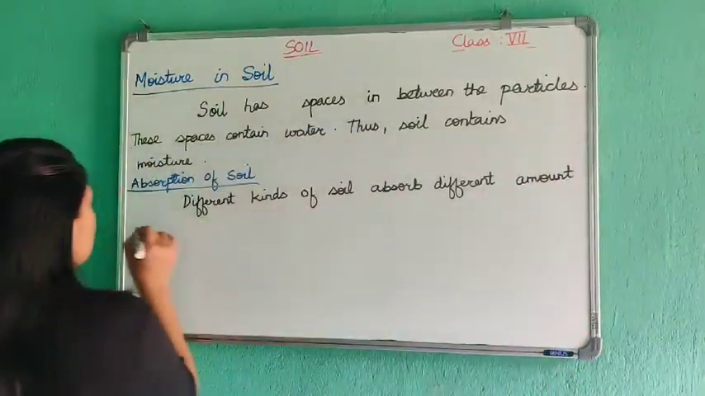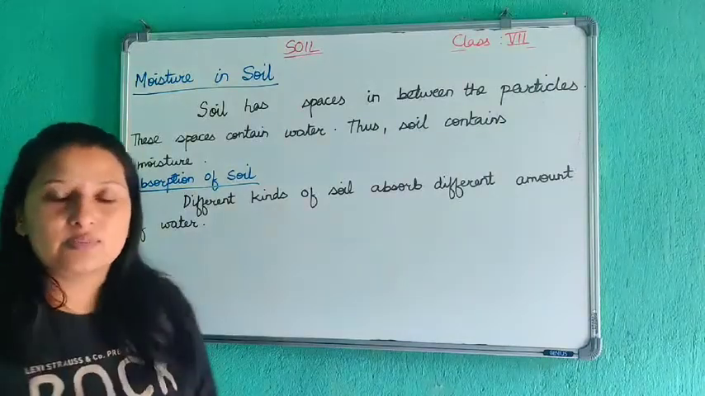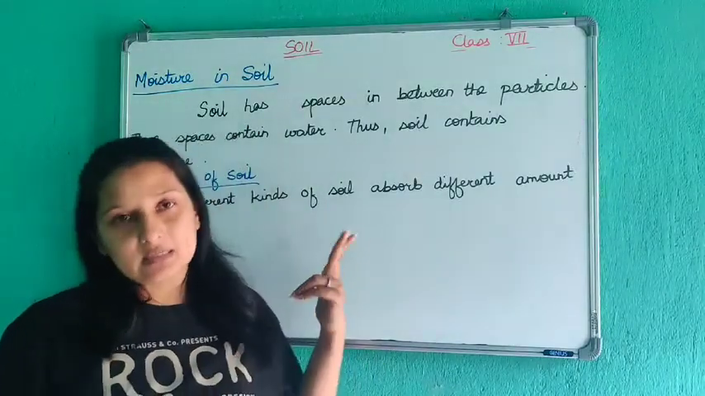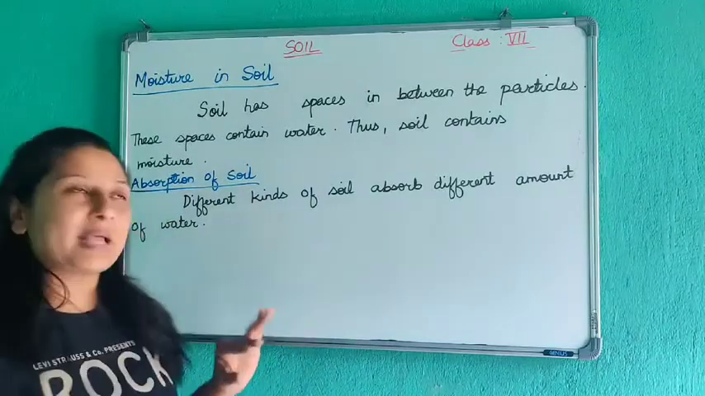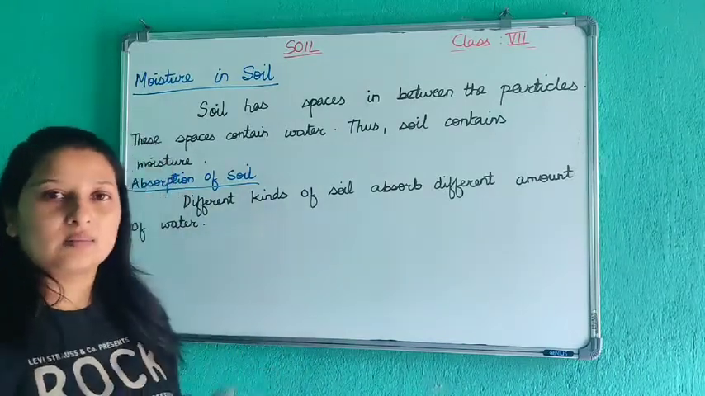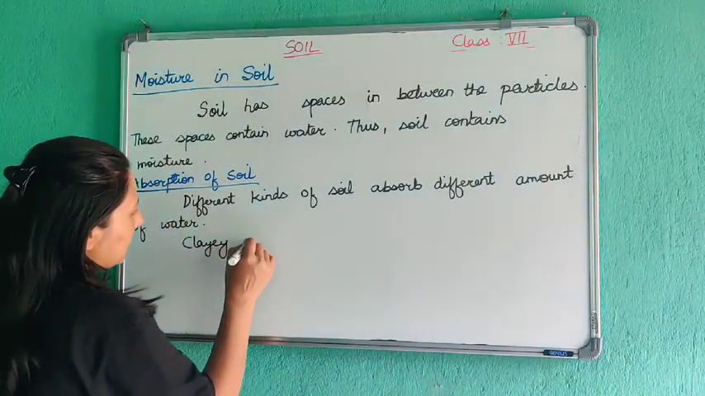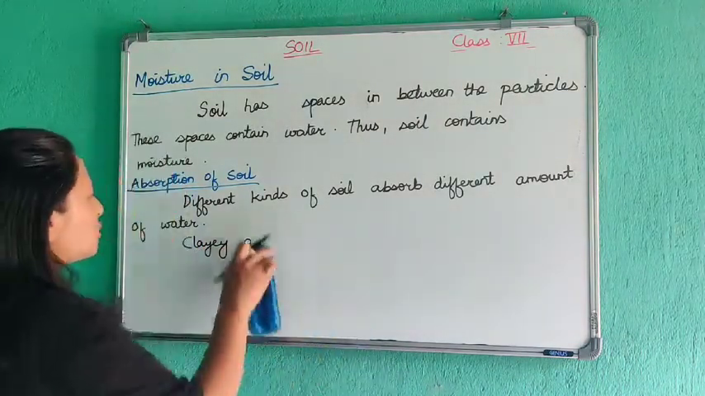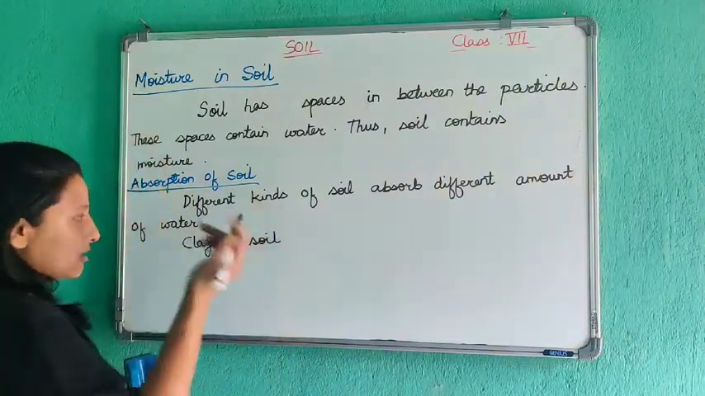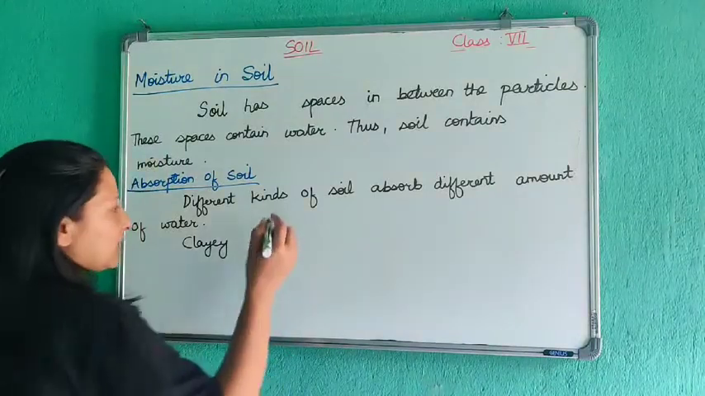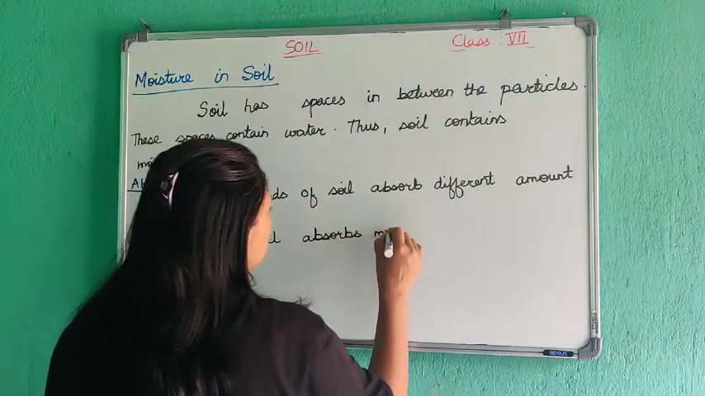Okay, so we studied how many types of soil are there? In the last class we studied there are 3 types of soil: sandy, clay and loamy. So out of these 3, which one do you think absorbs the most water? Tell me. Clayey soil. Clayey soil absorbs the most water. The one that absorbs the least water is sandy soil. Sandy soil absorbs the least. Why does clay soil absorb the most water?